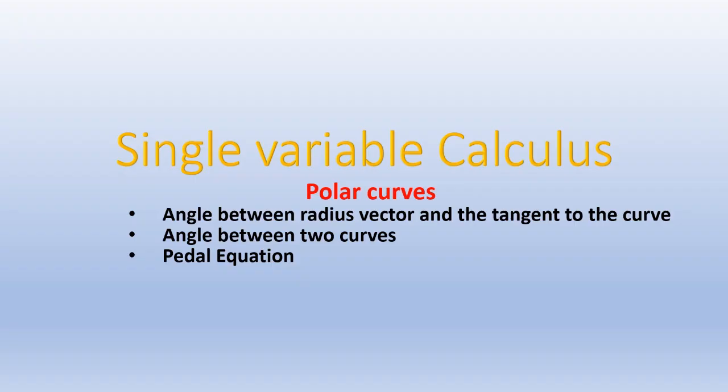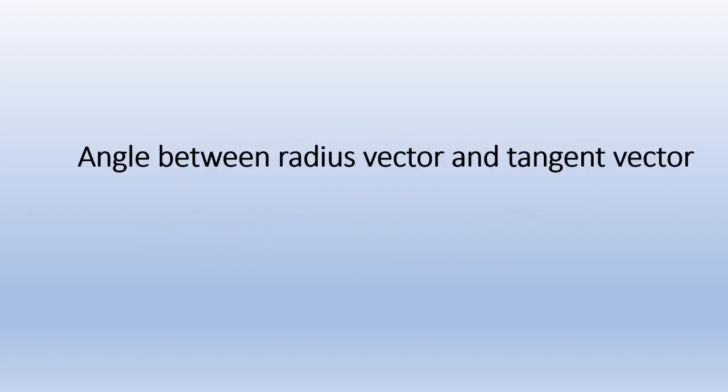Today's session is about single variable calculus, polar curves. Here we shall discuss the angle between radius vector and tangent to the curve, angle between two curves, and pedal equations. First, let's see the angle between radius vector and tangent vector.